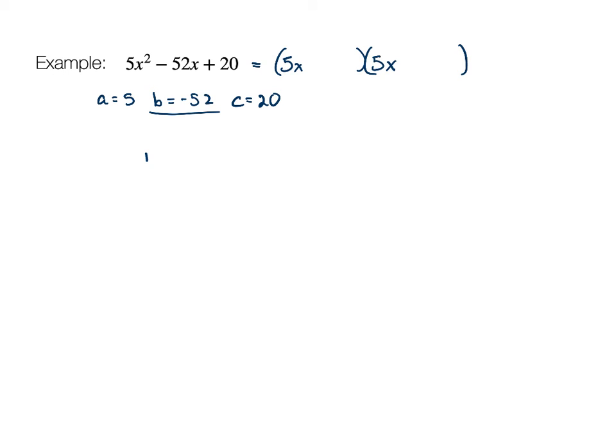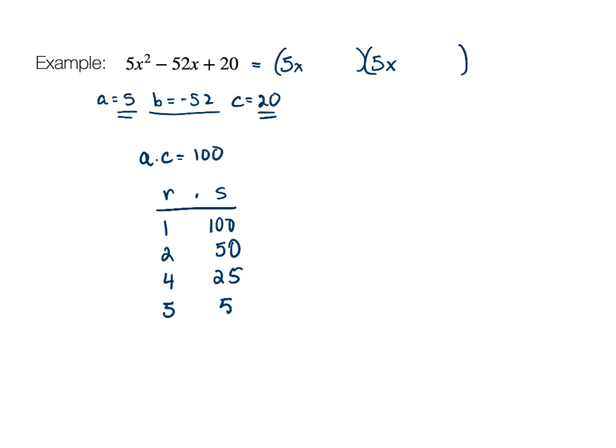But A times C, we've got to calculate that. That's 100. That's 5 times 20. So R times S has to give us 100. So 1 and 100, 2 and 50, not 3, but 4 and 25, 5 and 20, not 6, 7, 8, 9, but 10 times 10, that's halfway, and then we just start repeating again.